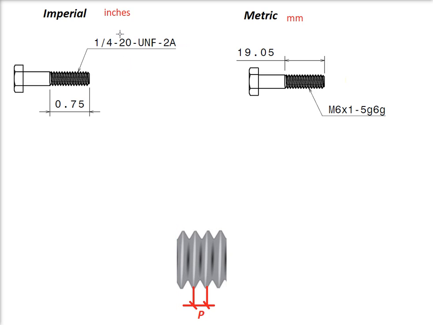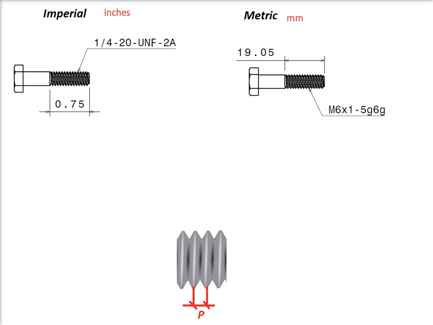And the 20, it's a number. What's a number? It's a number of how many of those revolutions or how many threads fit in 1 inch. So let's say we have 1 inch here. If we have 1 inch, and if we count how many of these things we have here, we'll find out it's 20. So 20 is a number of how many threads per 1 inch.